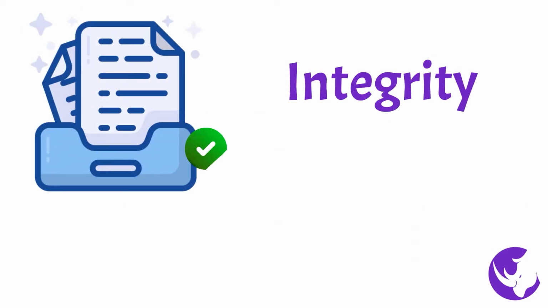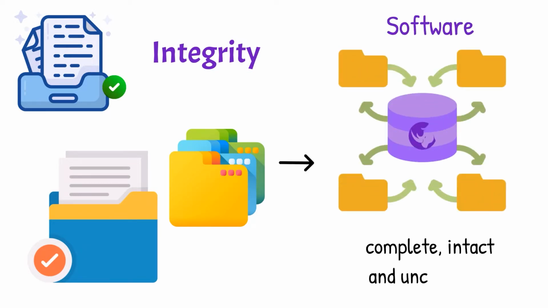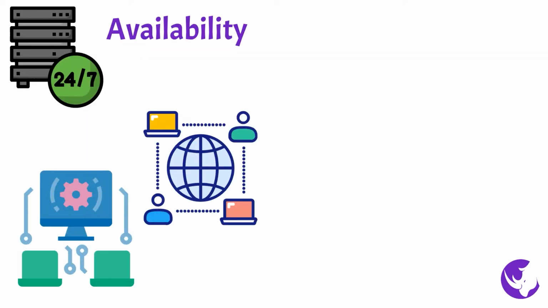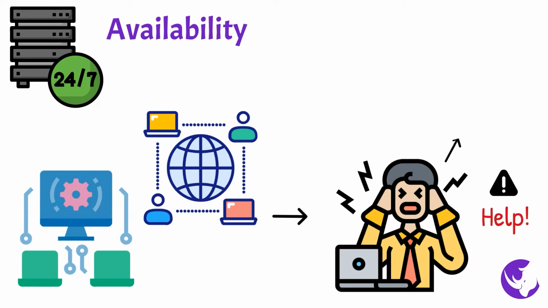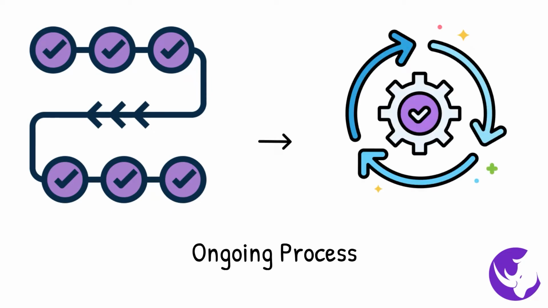Integrity. You need to make sure to maintain the integrity of this information and other assets such as software in order to keep everything complete, intact, and uncorrupted. Availability. You should maintain the availability of systems and networks, services, and information when required by the business or its clients. Achieving and maintaining these goals is an ongoing process.